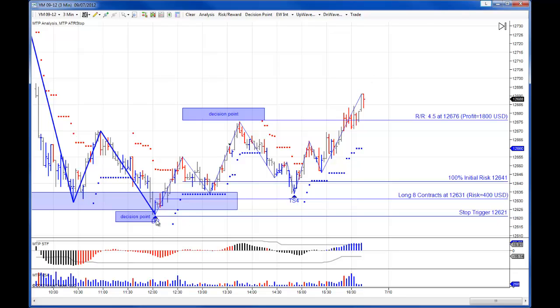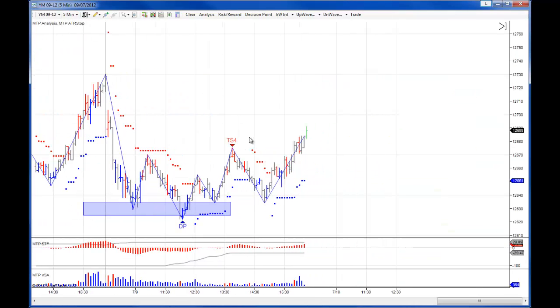So here we were buying off this automatic DP setup, which actually had you long off the very low of the day, which is a very nice situation to be in. The market was just a tick short of this first target, so this is where following multiple time frames would have come in handy. Because if you'd swapped to the 5-minute chart, you can see at this point in time we were having a TS4 sell setup.